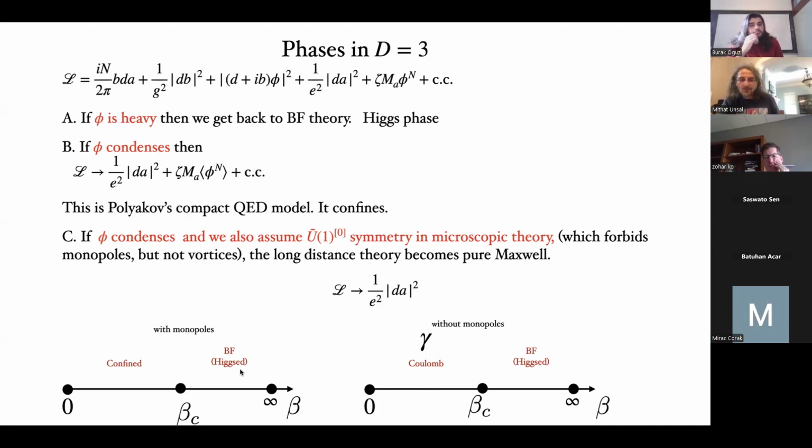But when the monopoles are present, according to the rules of the game I mentioned, they should be present. If I just have my construction such that only one form symmetry is kept, then we will have BF phase and confined phase, okay, as possibilities. But now I want to say a few things here.